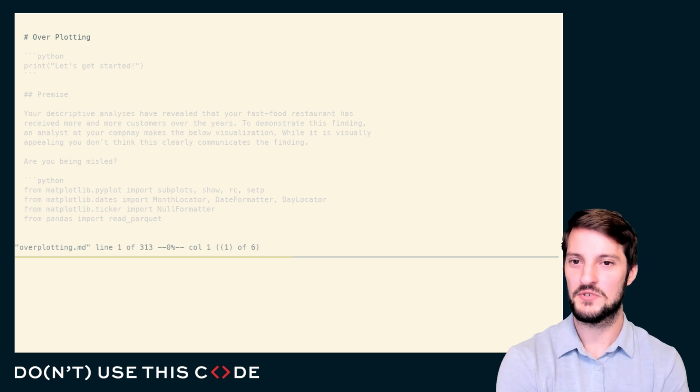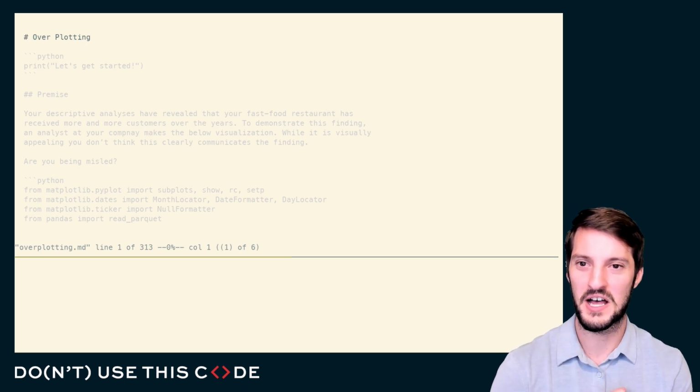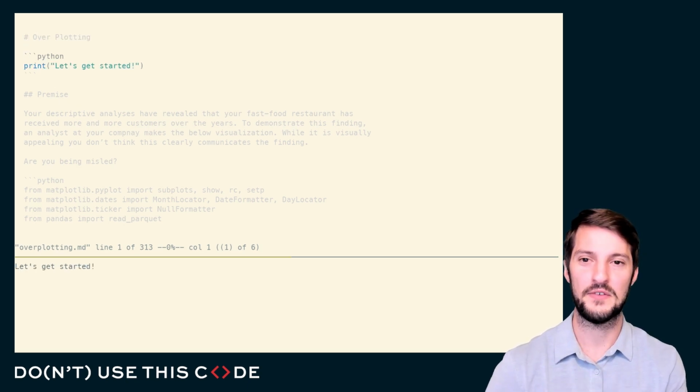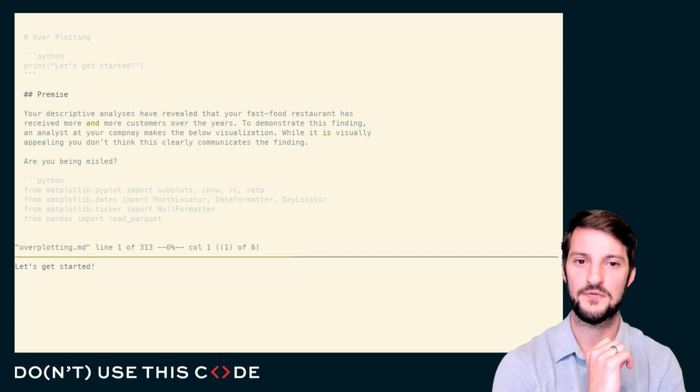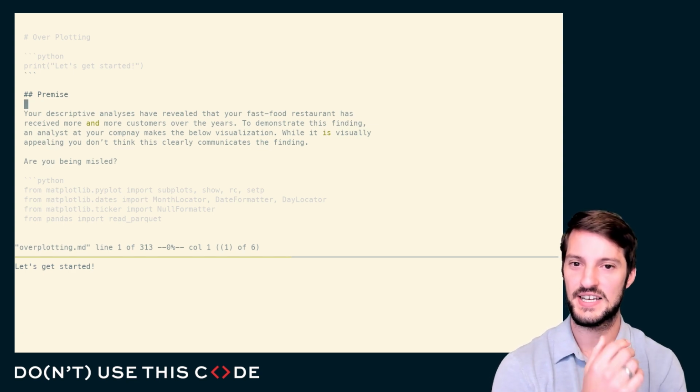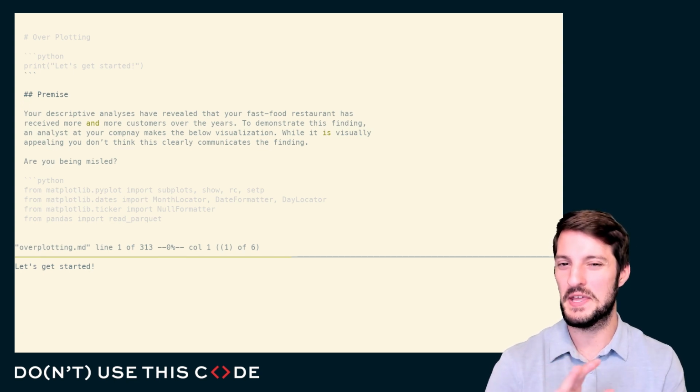In this topic, we'll discuss overplotting, one of my favorite topics here. Here's the premise. Your descriptive analyses have revealed that your fast food restaurant has received more and more customers over the years. To demonstrate this finding, an analyst at your company makes the below visualization. While it is visually appealing, you don't think this clearly communicates the finding.